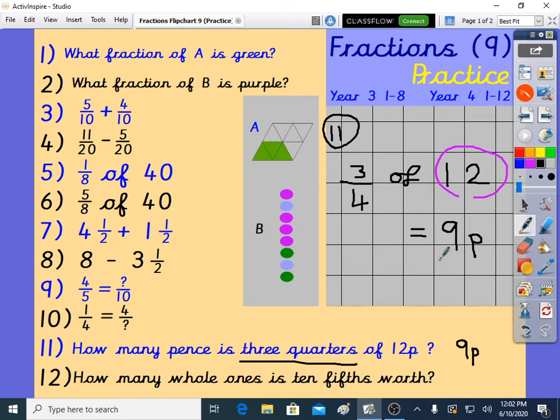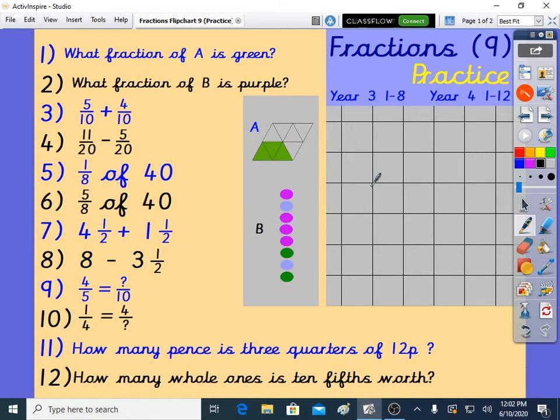Because 3/4 is not the whole thing. It's 3 parts out of 4. It's worth 9p out of 12p. And the final question, question 12. How many whole ones is 10/5 worth? Well, how many fifths makes up one whole one? If something's in fifths, how many fifths do you need to have a whole one? It's 5. 5/5 equals 1 whole.